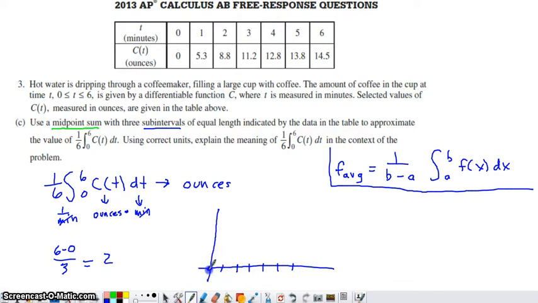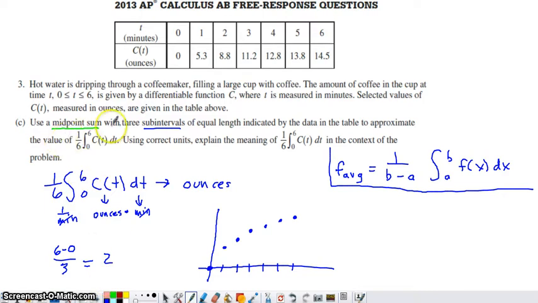So we have 0, 0, we have 1, 5.3, we're up to 8.8 at the t value of 2, then we're up to 11.2, and then it's not really growing as quickly here. We have 4, 12.8, 5, 13.8, and then 6, 14.5. I know my graph isn't 100% accurate, but it should do what we need it to do here.